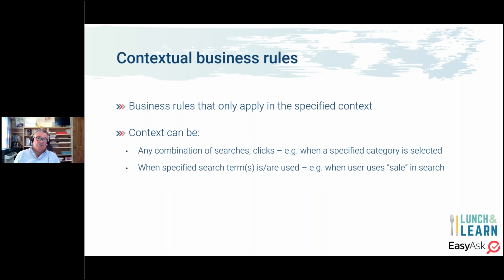So firstly, contextual business rules are business rules that can be limited so that they only apply in a specified context. And that context can be virtually anything that you can specify. So it could be any combination of searches, clicks, whether that's categories or attributes. And you can say, at that stage, in that context, this business rule will apply. Or you may want to set a context based on words that the user has used in a search. So for example, when the user uses the word sale in a search, you may have different business rules than when they don't use that term. And so you may want to promote products within a sale context that you don't want to promote in any other context. I'm going to jump into Studio in just a moment and show you how these things can be set up. So I will be demonstrating this to an extent.